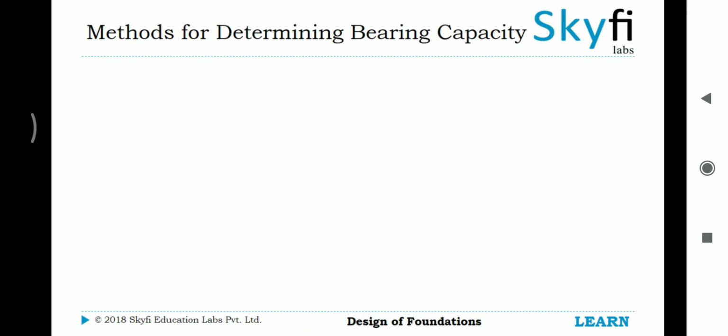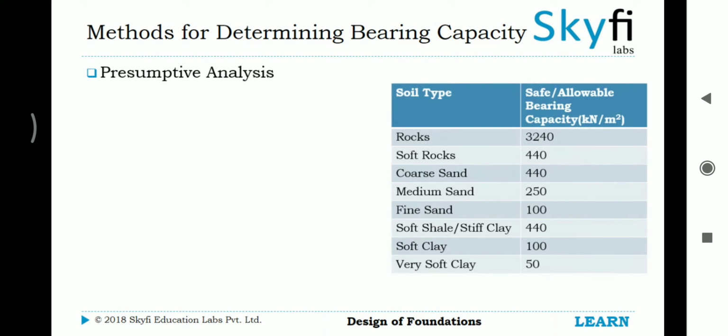Now, you will see some of the methods incorporated for determining the bearing capacity of the soil. The first one is the presumptive analysis. Based on experience with structures that are already built, building codes of various countries prescribe the allowable bearing capacity. This can be used for proportioning footings, which is called the presumptive analysis. In India, the IS 1904 recommends that, in the absence of soil test data, safe bearing capacity data can be obtained from a given table of presumptive values.